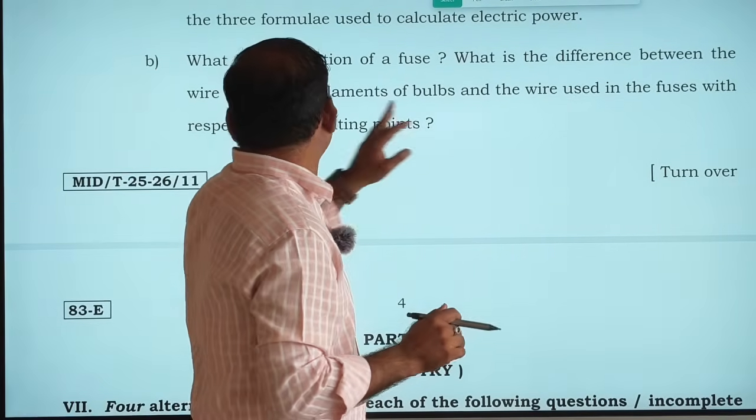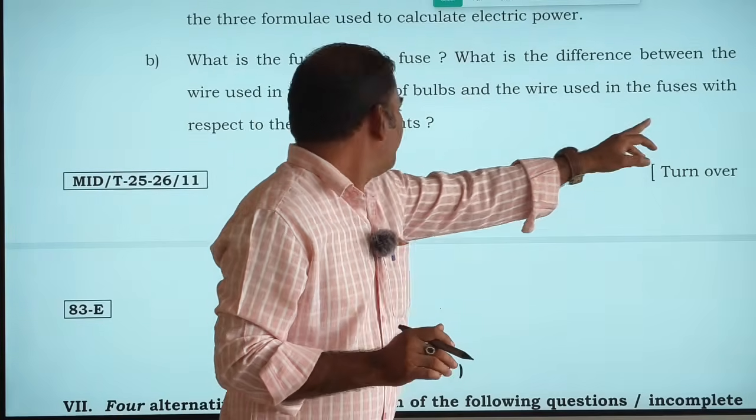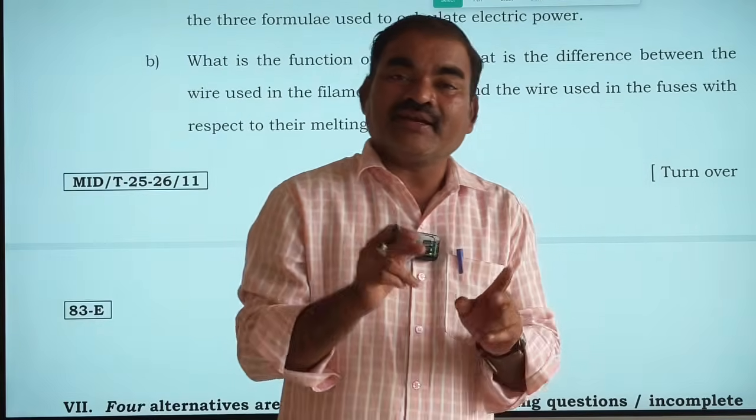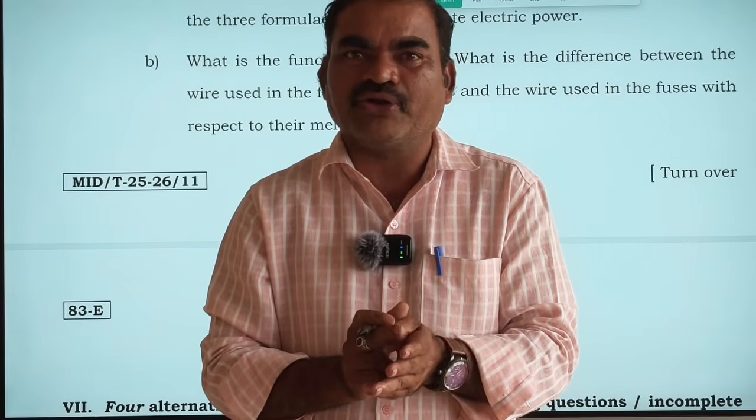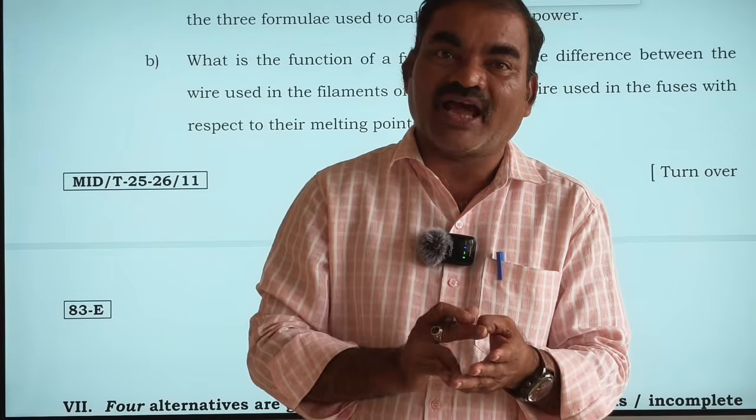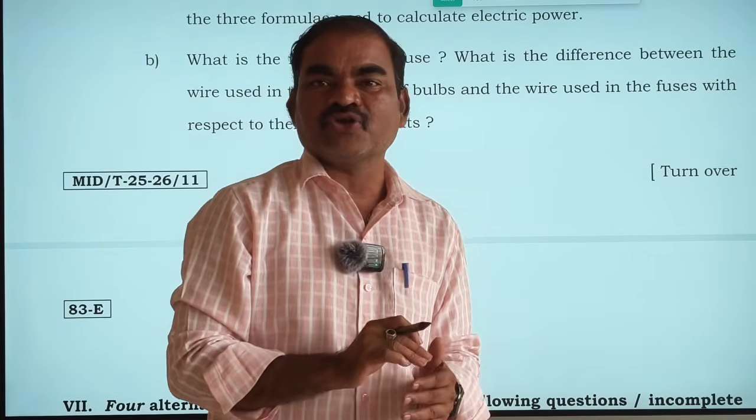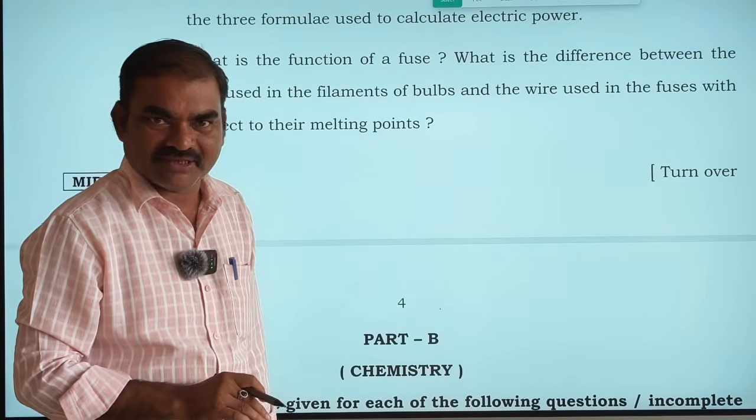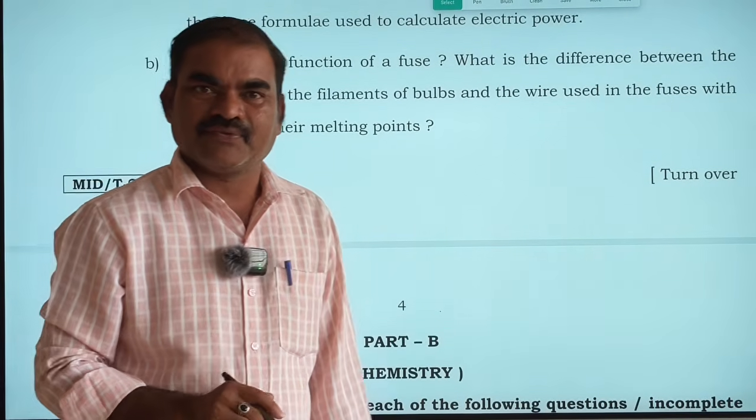What is the difference between the wire used in the filament of a bulb and the wire used in a fuse with respect to their melting points? In the filament of a bulb, we use tungsten, which has a high melting point. Whereas the fuse wire has a low melting point. So this is about Part A physics. Okay, thank you.